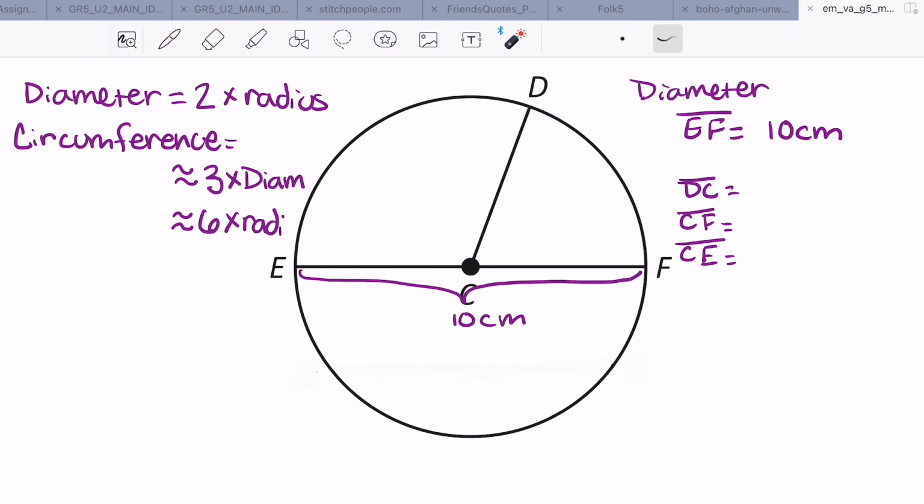So we want to take the length of our diameter, and essentially we're going to break it in half. So we're going to take our 10 centimeters and divide it by 2, and that's going to give us 5 centimeters. So each of the radii that you add together to get the 10 centimeters are both going to be 5 centimeters.